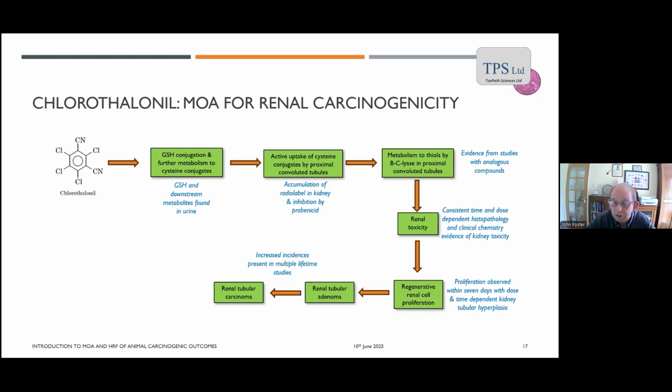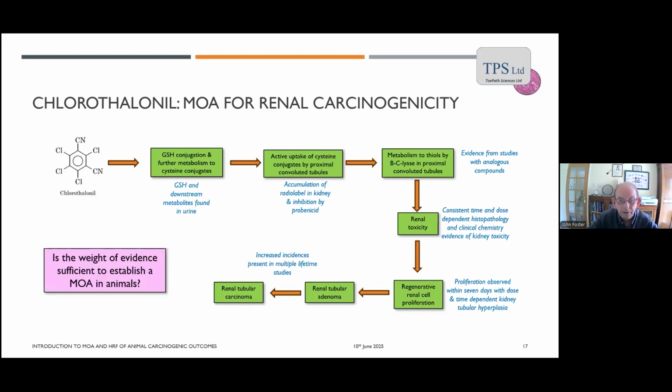We got renal toxicity, consistent time and dose histopathology, and clinical chemistry showing renal toxicity. We got proliferation within 7 days with bromodeoxyuridine, and we also got tubular hyperplasia that we could see in the longer term studies. And then we got adenoma and carcinoma and increased incidences in these situations.